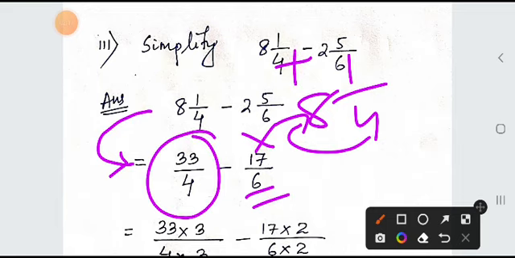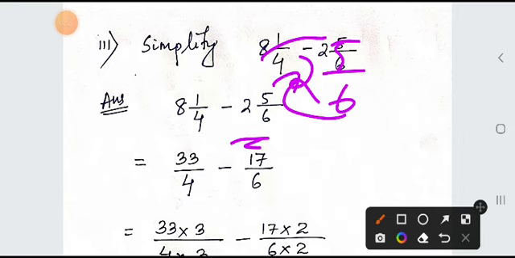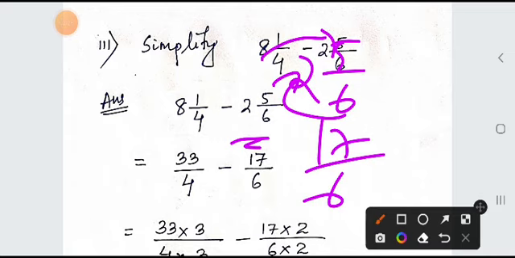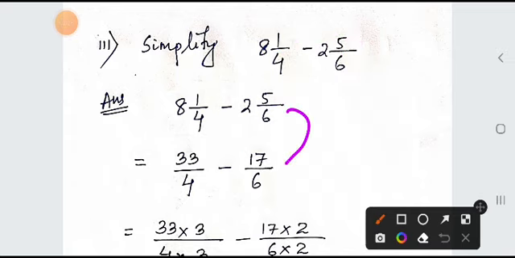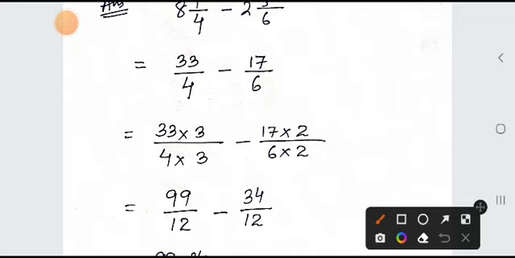That's why it has been written as 33 upon 4. And for 2 whole 5/6, 6 2s are 12, 12 plus 5 is 17. So it has been written as 17 upon 6. Now we have two different denominators in the fractions, 4 and 6. So let's take the LCM of 4 and 6.